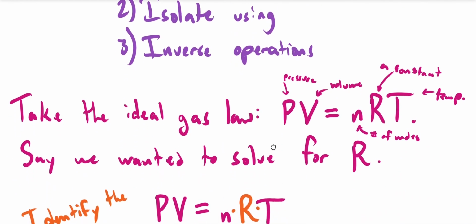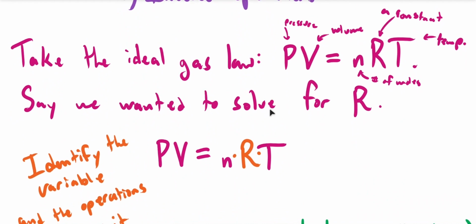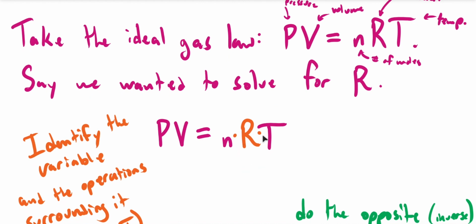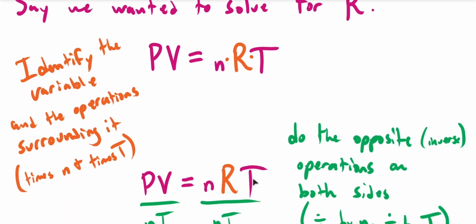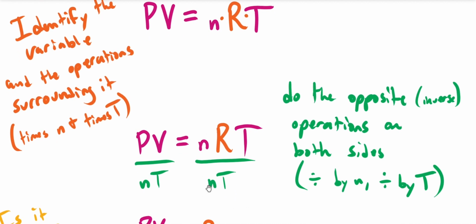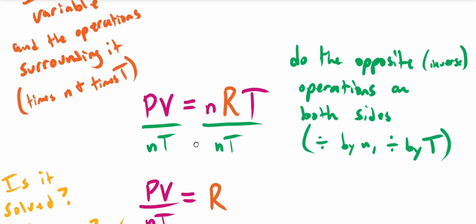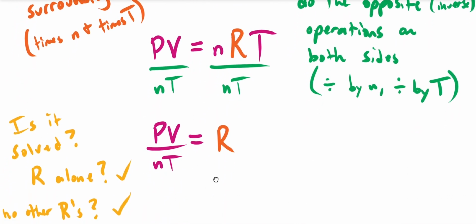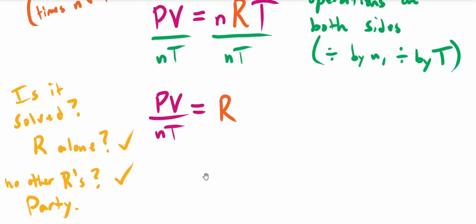So the main idea, let's start by identifying the variable that we are trying to solve for, R. And also notice that the operations that are tying it to its partners here are multiplication. This is n times R times T. So if we want to get rid of those n's and T's on that side, we need to do the opposite of times n and times T. So dividing by n and dividing by T, which I'm doing in one step here, they cancel from this side and they appear on this side as division. And is this solved? Well, R is alone. There's no other R's. This is done.